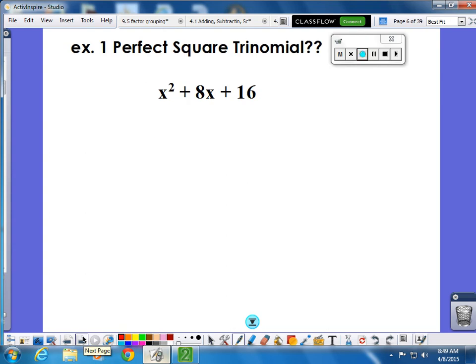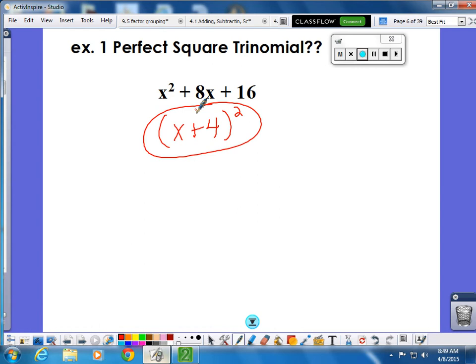All right. Is this a perfect square trinomial? Yes. What do you square to get this? X. What do you square to get this? 4. What's their product times 2? 8. Okay. Now what if it's not a perfect square trinomial? That's what we learn tomorrow.